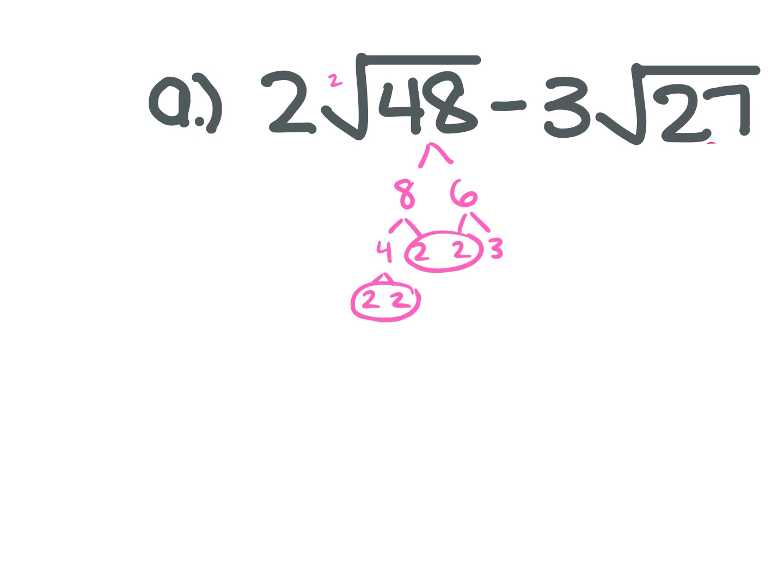So we already have a 2 on the outside, so I'll write that 2 here. From the inside, how many 2's are going to come out? 2. So then we have a 2 times 2. And then what stays on the inside? 3. So the square root of 3. So then here, let's combine. Let's simplify a little bit more. What's 2 times 2 times 2? 8. So this would be 8 square root 3.